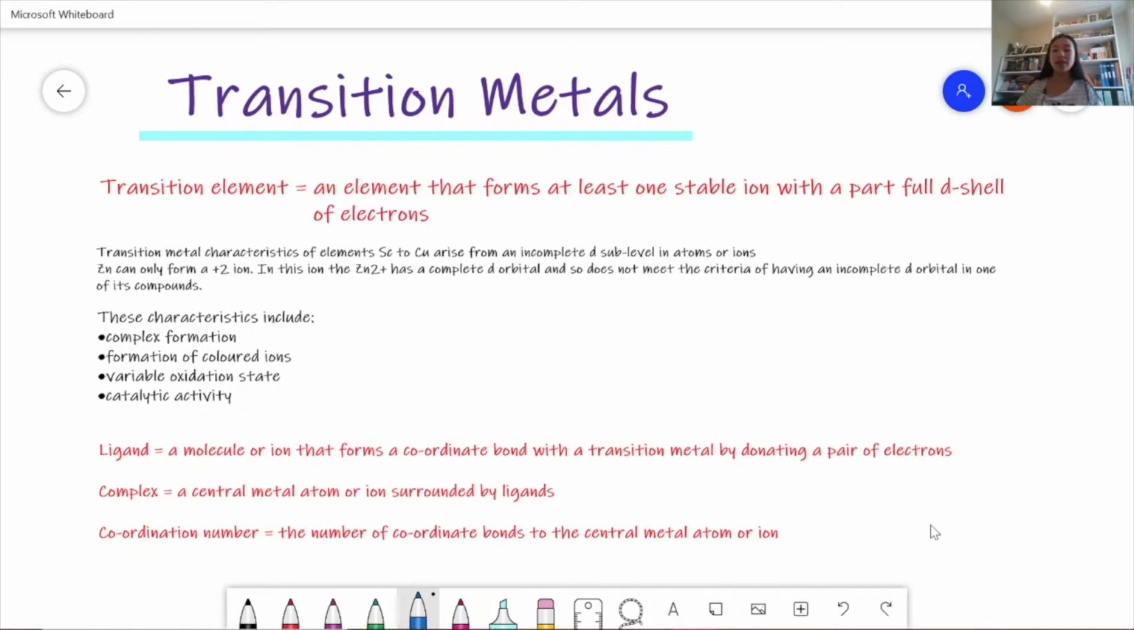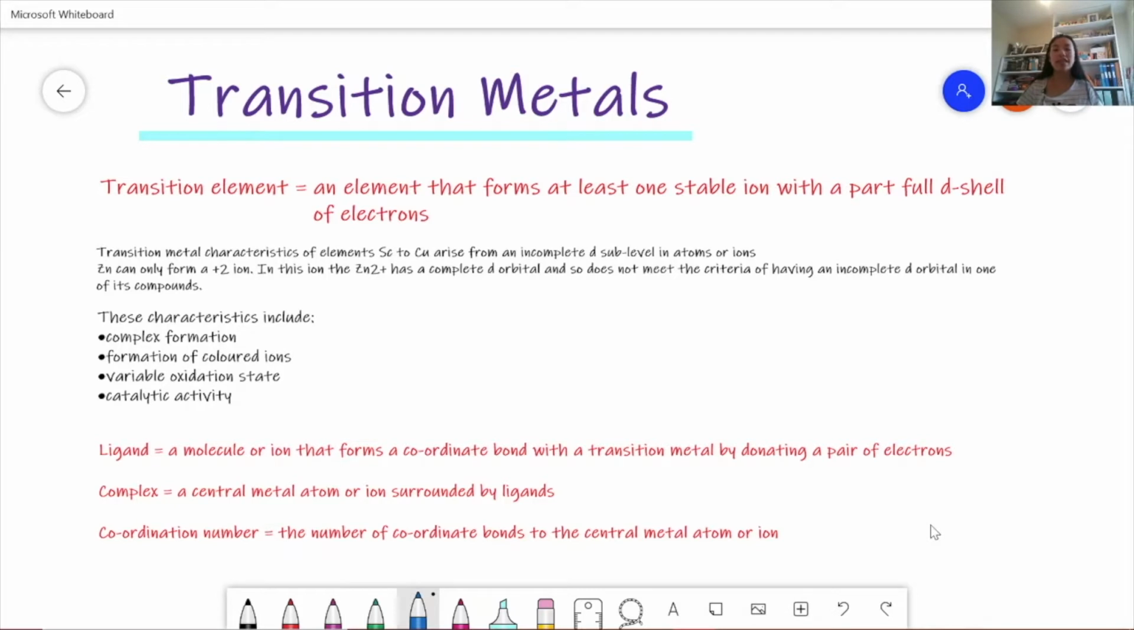Now, the transition metal characteristics include complex formation, colored ions, variable oxidation state, and catalytic activity, and we're going to be going further in depth into all of these a bit later. But first we're going to look at some more definitions.